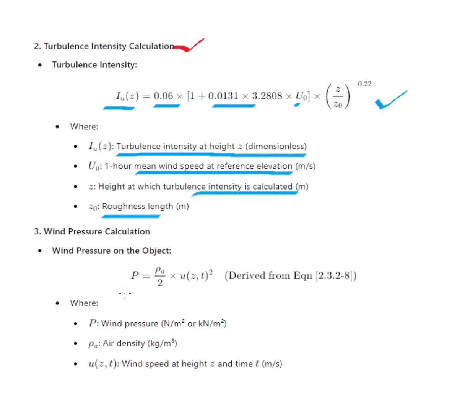Wind pressure we can calculate using P. P is the wind pressure, equal to rho_a by 2 times U of z squared. Rho_a is the air density. U of z is the wind speed at height z and time t. So we need to see two factors: one is time t and the other is height. So wind speed at height and time t, that's U z squared. You can see it varies with the square term. This is how wind pressure is calculated.